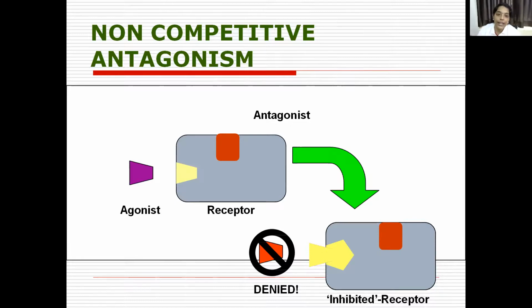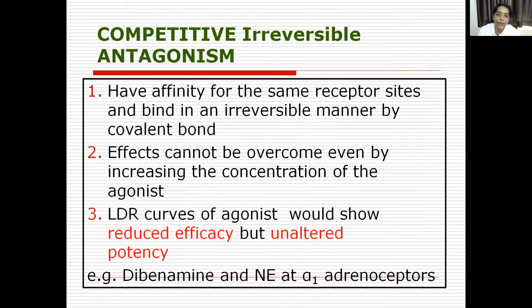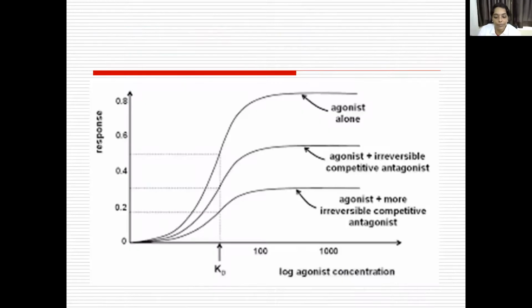See, I forgot to tell you the example for irreversible competitive antagonism. The example is phenoxybenzamine, which competes irreversibly with norepinephrine at alpha-1 adrenoreceptors. This is an example for competitive irreversible antagonism.